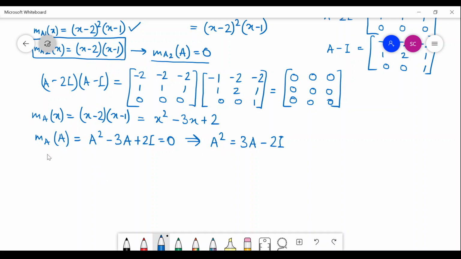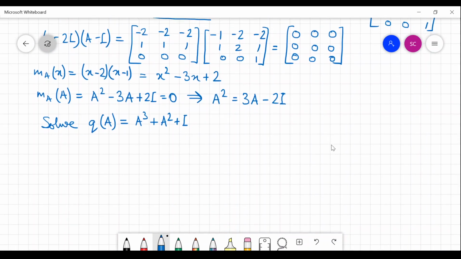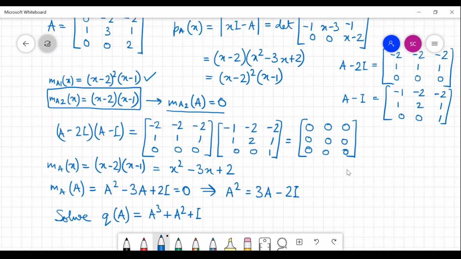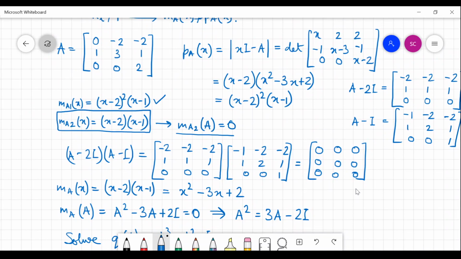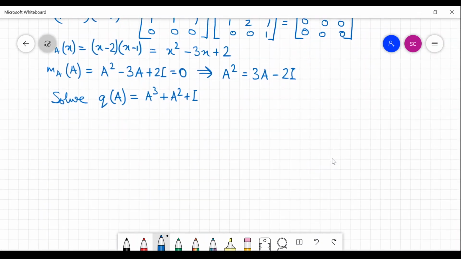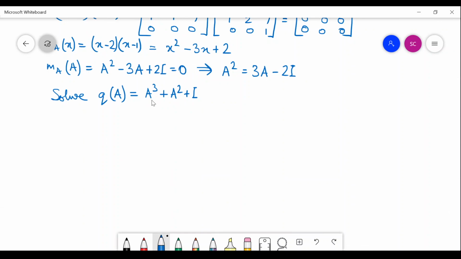Suppose I pose you a problem like this. Let's solve this function: A cube plus A square plus I. I want to evaluate A cube plus A square plus I, given the knowledge that the minimal polynomial is (x minus 2)(x minus 1). That means the A matrix I had given. So I could give you the A matrix, and from there you would already come to know the minimal polynomial, and then you can evaluate this expression as well as other complicated expressions.